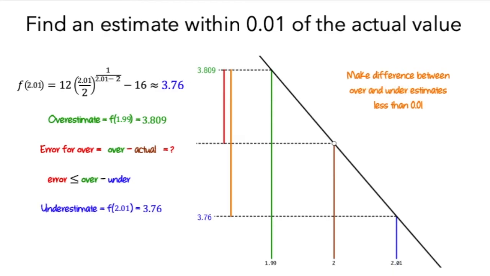For our underestimate, let's use f evaluated at 2.01, which is 3.76. So the error in using either of these approximations is less than or equal to the difference between the value of the overestimate and the value of the underestimate, which is equal to 0.049. But this difference is greater than 0.01. Thus, we're not guaranteed that our approximation is within 0.01 of the actual height of the hole.